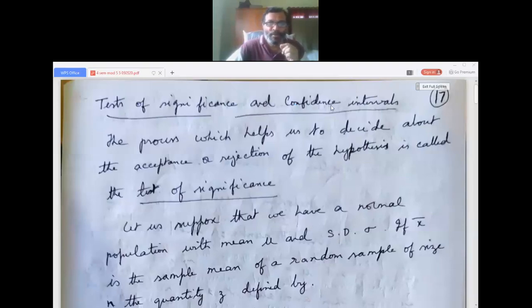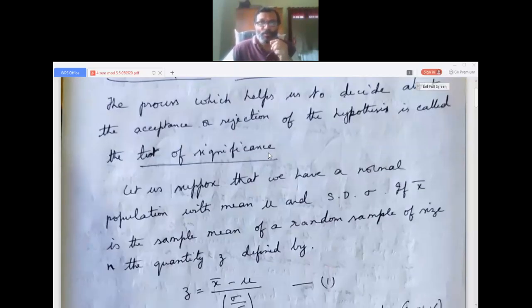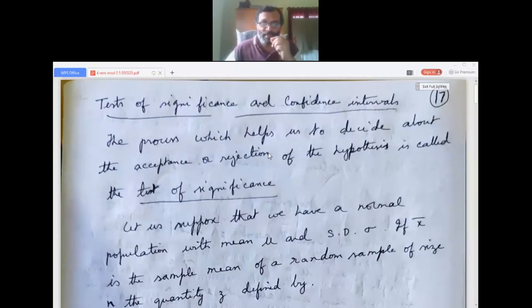Good morning. So today we are discussing module 5, the sampling theory part, the second part of module 5. In the last session we had discussed a little bit of the different terms: the hypothesis, what is first type error, what is second type error, etc. So today we'll discuss the concept of tests of significance and confidence intervals.